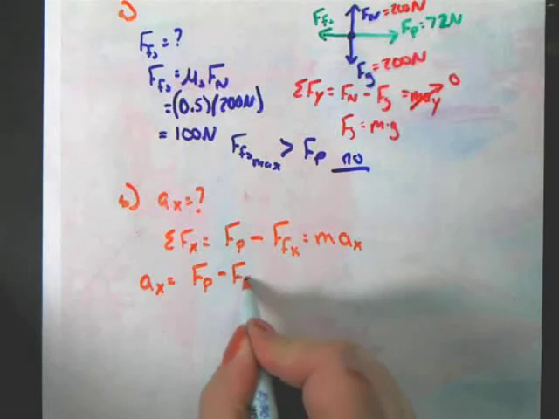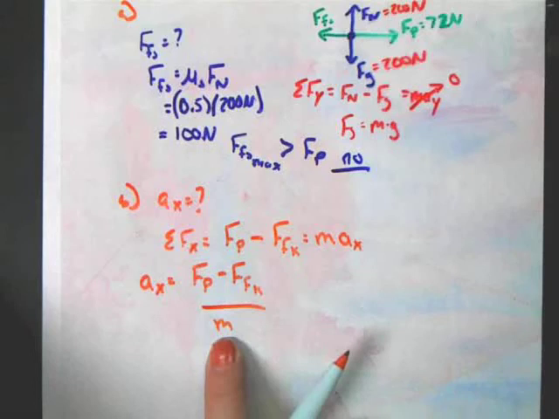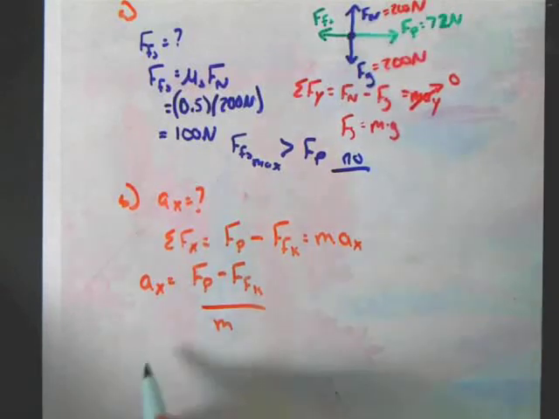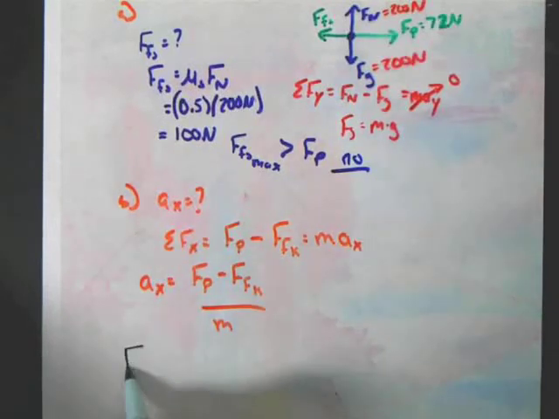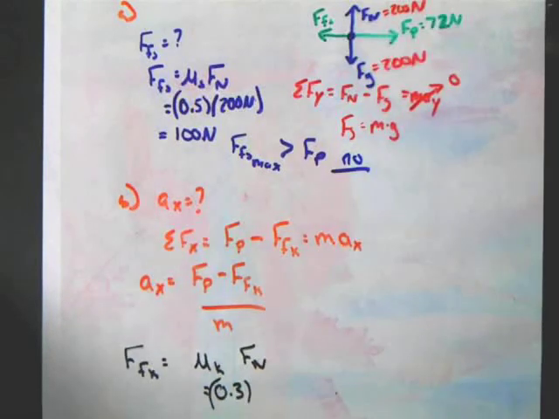How do I get rid of mass? Divide. So the acceleration in the x direction would be that push force, we know that, minus the force of kinetic friction. Do we know this yet? Not yet. Divided by the mass, we know that. I need to know the force of kinetic friction. What's my equation for the force of kinetic friction? Yeah, it's the fun equation because it's so much fun to use. The force of friction kinetic is equal to the coefficient of kinetic friction times the normal force.